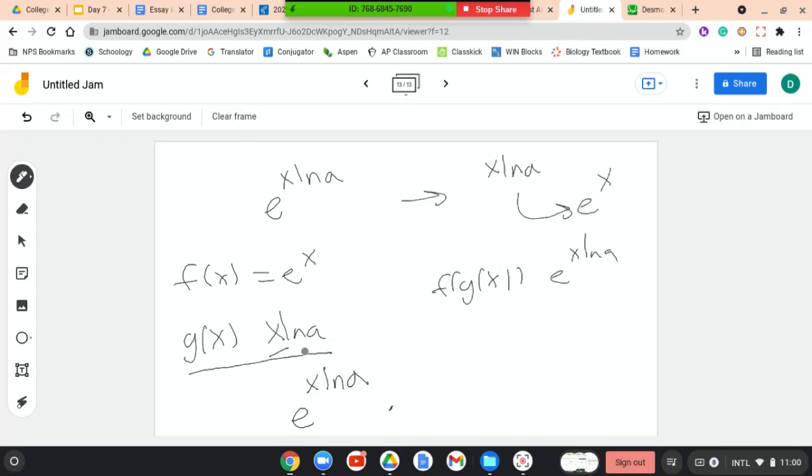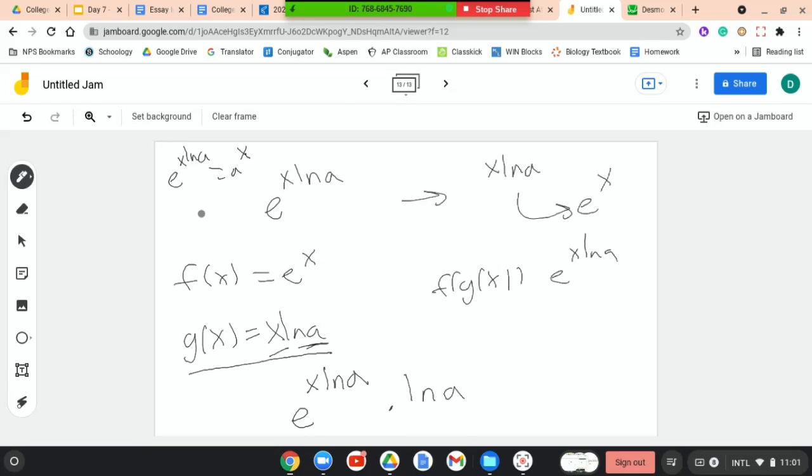What's the derivative of x times some number? Like if we had 2x or 3x, the derivative would be 2 and 3, right? So if we multiply x by ln a, the derivative is ln a. And remember, we said e to the x ln a is equal to a to the x, right? Remember on our previous slide, we said that e to the x ln a is equal to a to the x.